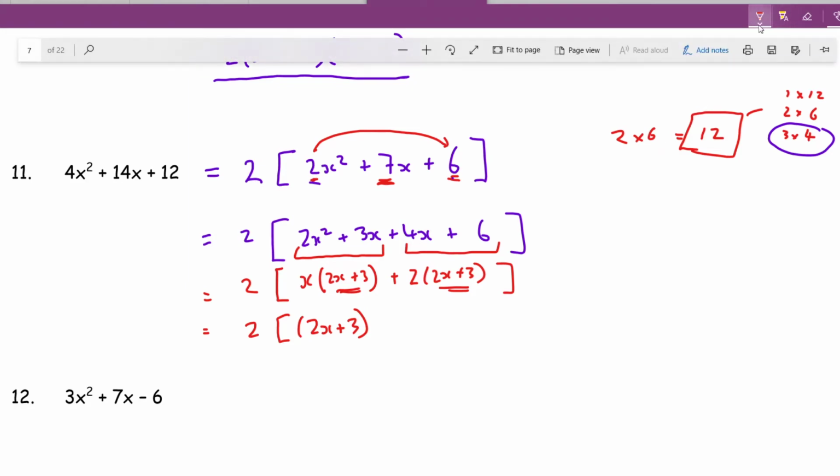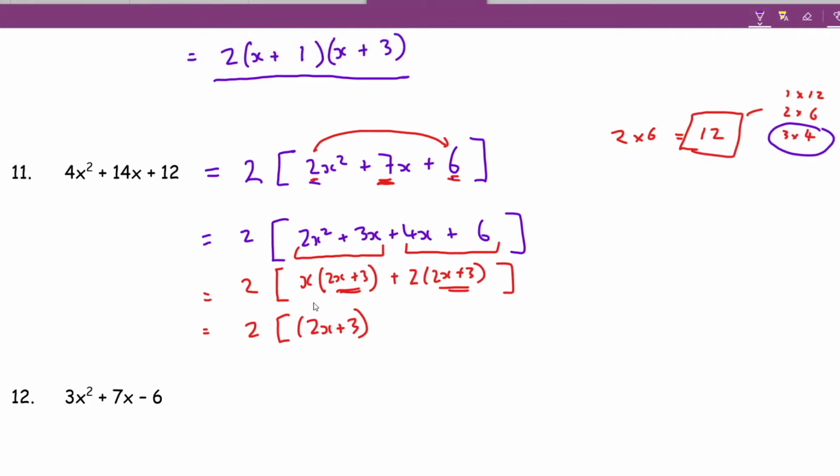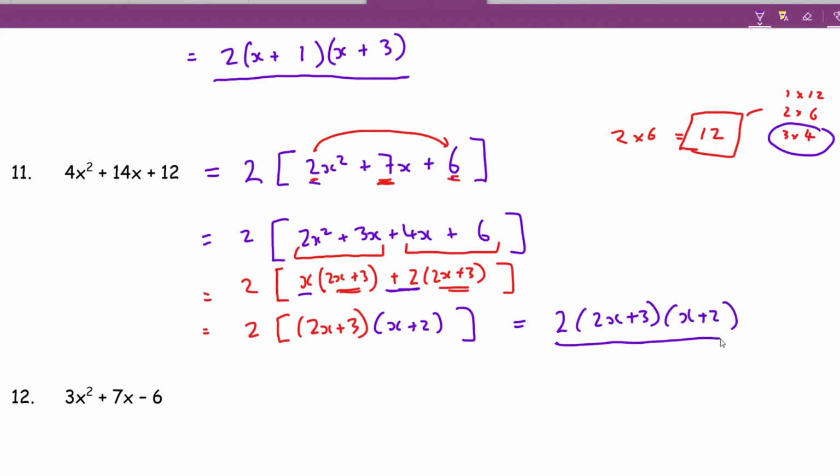And what I'm left with is, so that's common with these two, so if I take that out, I'm going to be left with x plus 2. Okay, so this is a common factor. I'm going to further factorize it here, so that has come out. I'm left with x plus 2 out. And that is it. The factorized version of this will be 2, open bracket, 2x plus 3, and x plus 2. That's fully factorized.